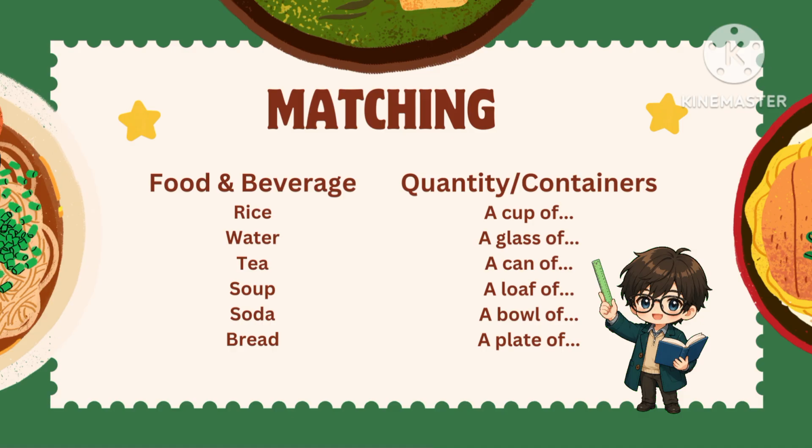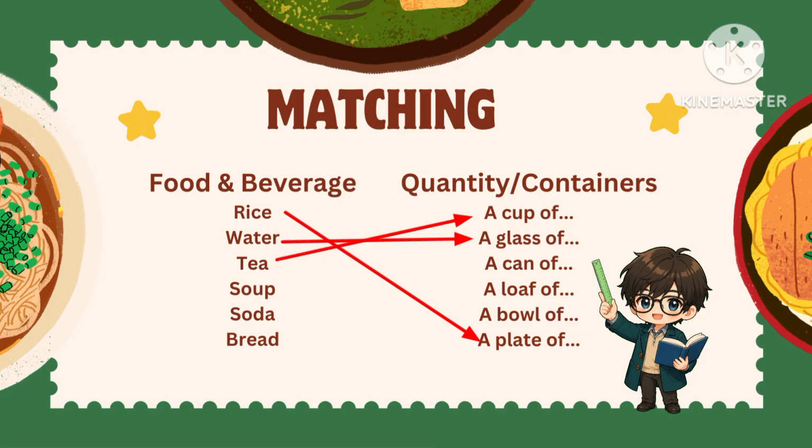Let's do it together. First, we have rice. Rice is solid food, so it's usually served on a plate. Therefore, we say a plate of rice. Second, we have water. Water is usually served in a glass, so we say a glass of water. Third, we have tea. Tea is usually served hot, so we often drink it from a cup. Therefore, we say a cup of tea.